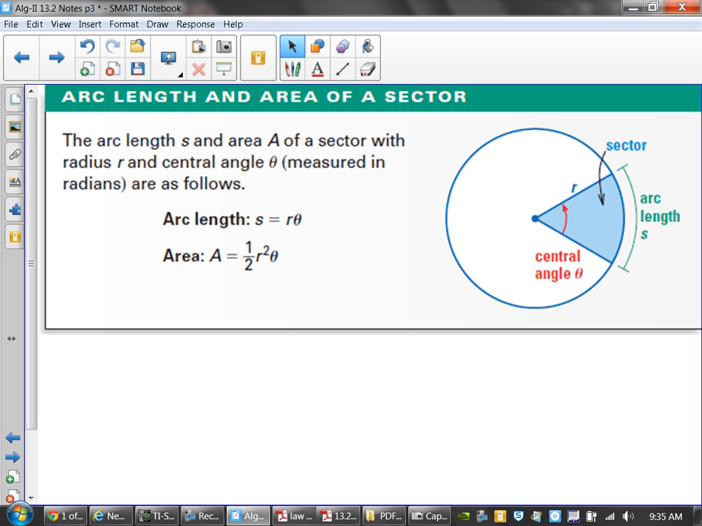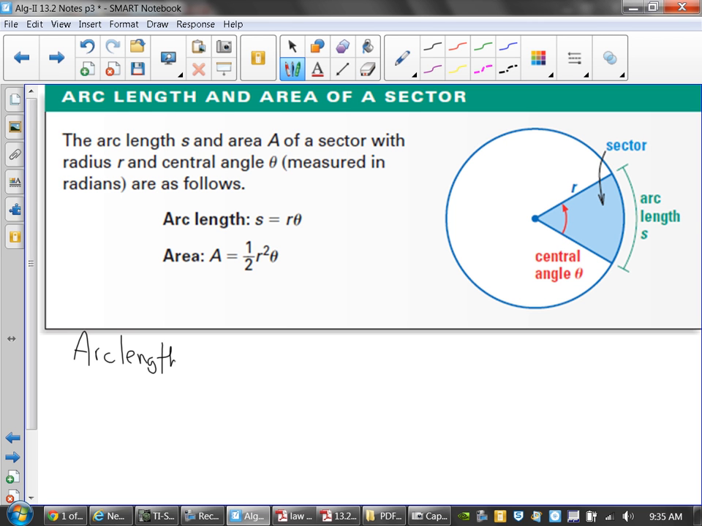Now, we're talking about arc length. Again, your arc length is going to be your central angle times your radius. That central angle is theta, and theta has to be in radians. Now, if it's in radians, it means it's going to have what with it? Pi. Very good. It'll have pi with it.